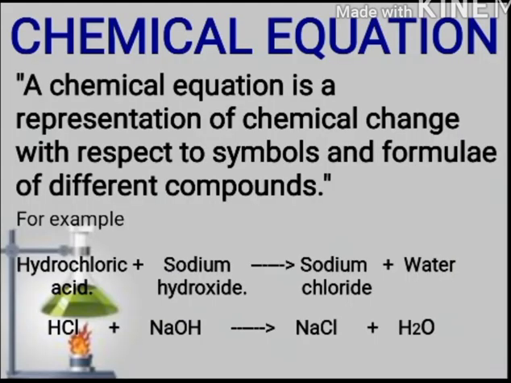Now, chemical equation. A chemical equation is the short and simple way to describe a chemical reaction using symbols and formulas instead of words. Here, the chemical reaction we have taken is HCl, hydrochloric acid, and sodium hydroxide, which gives sodium chloride and water. Hydrochloric acid is written as HCl, sodium hydroxide is written as NaOH, sodium chloride is written as NaCl, and water as H2O.